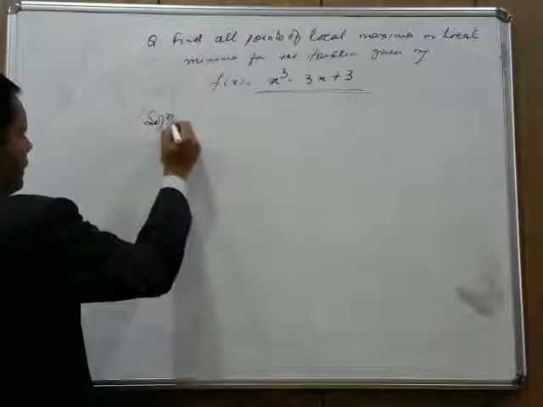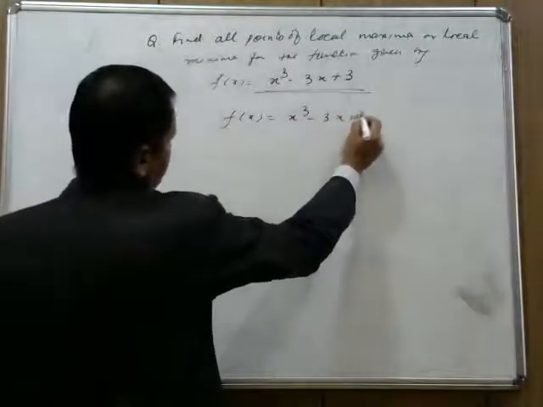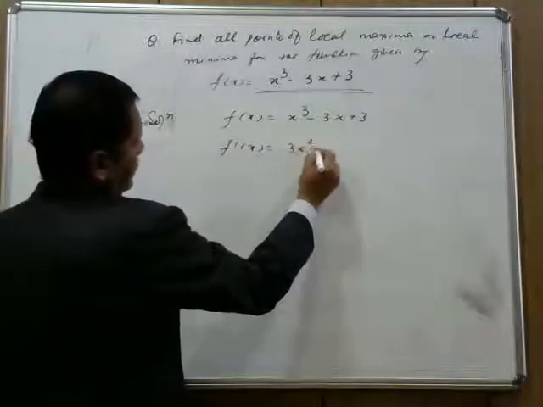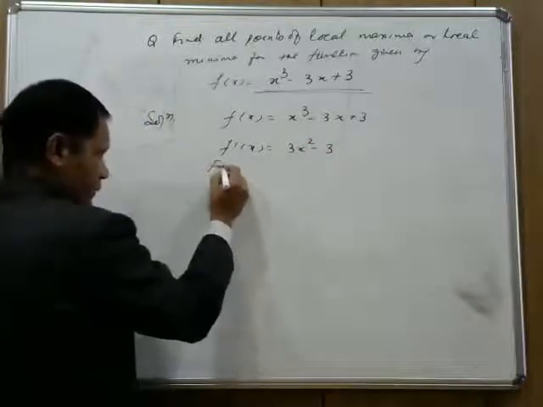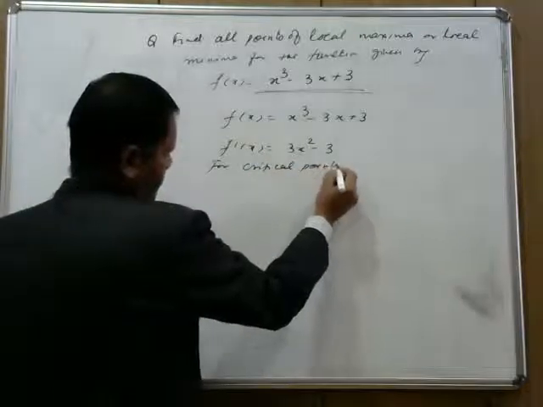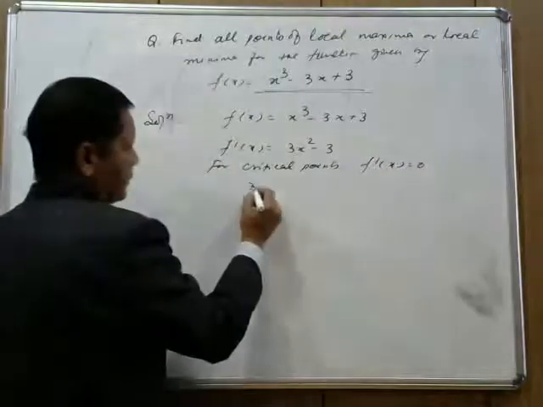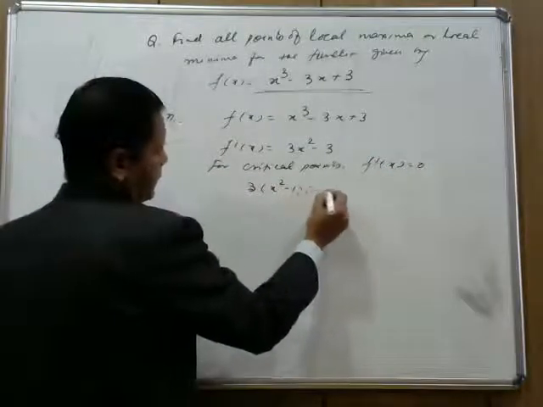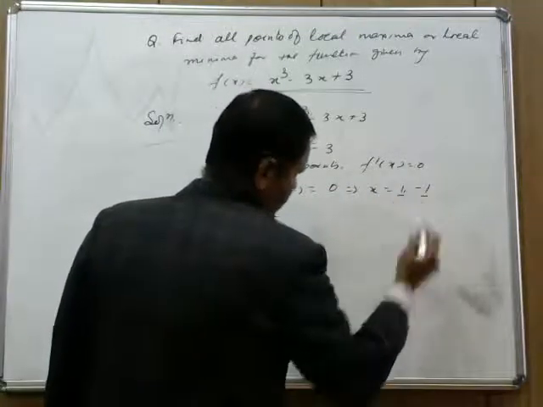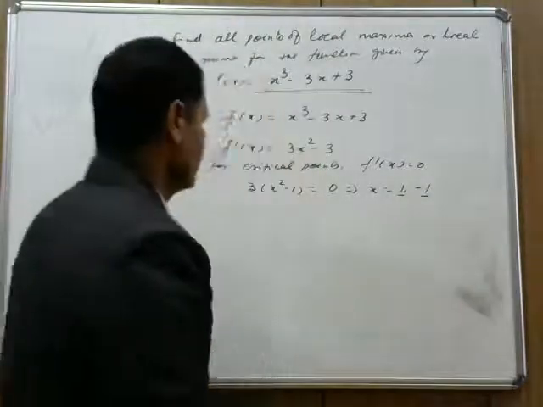Here, f of x is equal to x cube minus 3x plus 3. Therefore, f dash of x is equal to 3x square minus 3. For critical points, put f dash of x equal to 0. It implies that 3x square minus 3 equal to 0. It implies that x is equal to 1 and minus 1. That means now you have two values of c, which I can take as c1 and c2: one is 1 and minus 1.